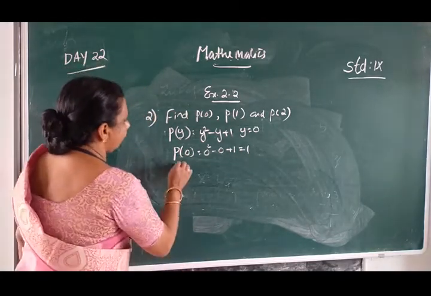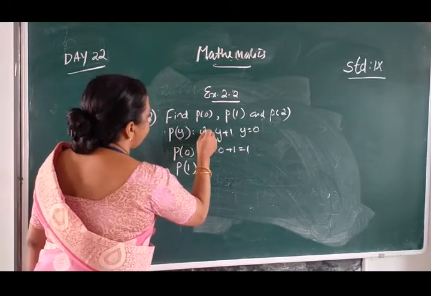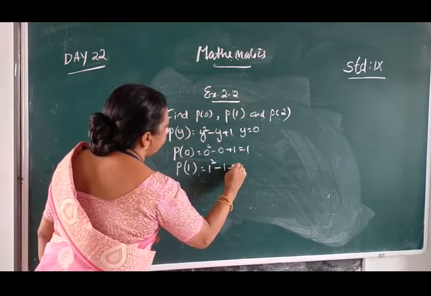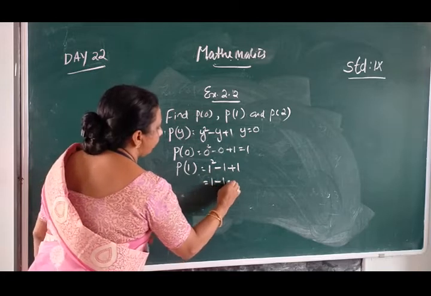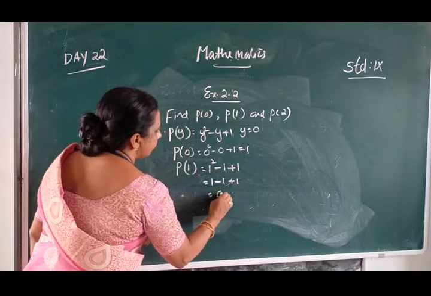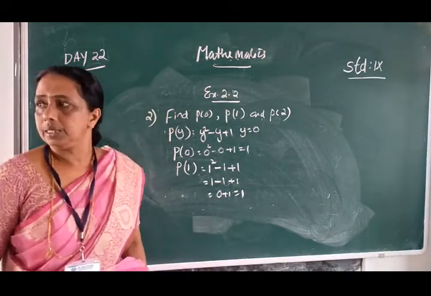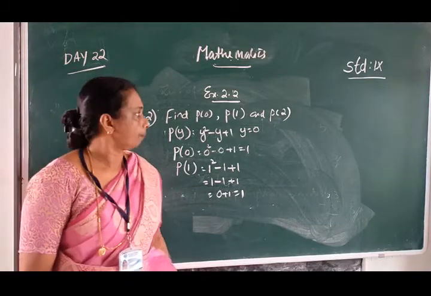Next p of 1. In the place of y we have to put 1 square minus 1 plus 1. Then we get 1 minus 1 plus 1, we get 0 plus 1 is equal to 1. That is, p of 1 is equal to 1.